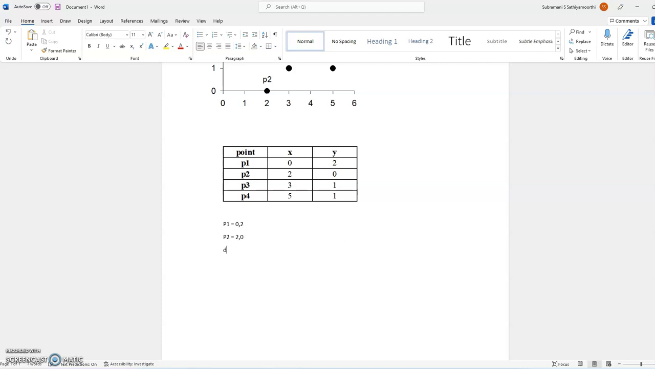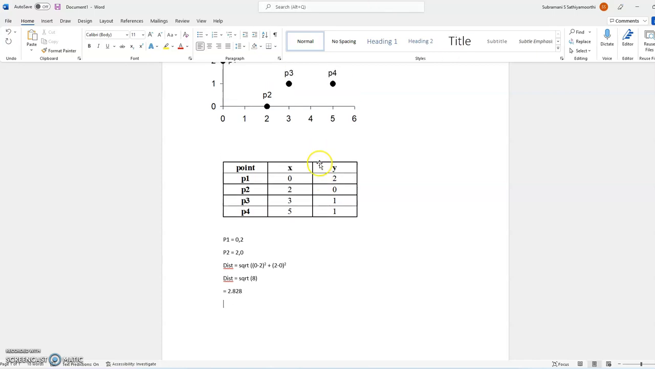So distance equals the square root of (0 minus 2) the whole square, this x-axis minus this x-axis, plus (2 minus 0) the whole square. So this is how it gets calculated. With that being said, the distance becomes the square root of 8, which is 2.828.